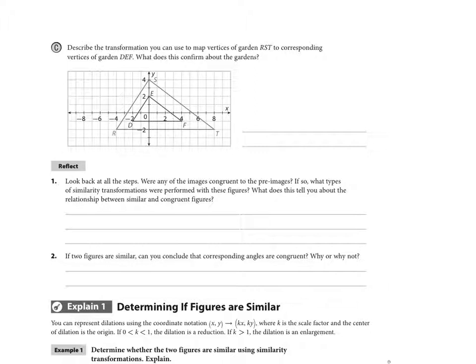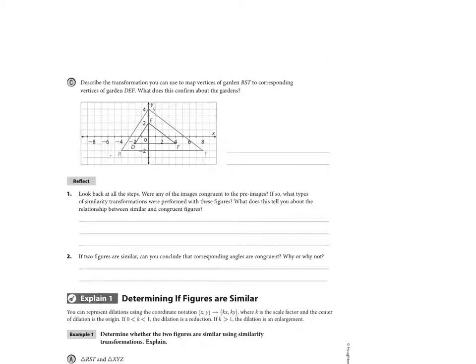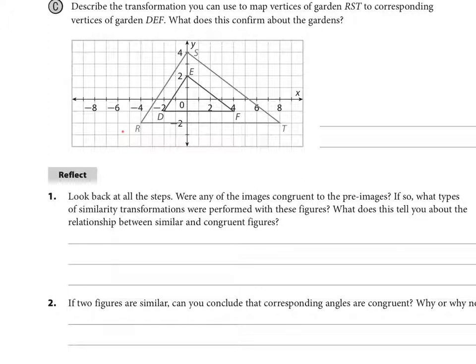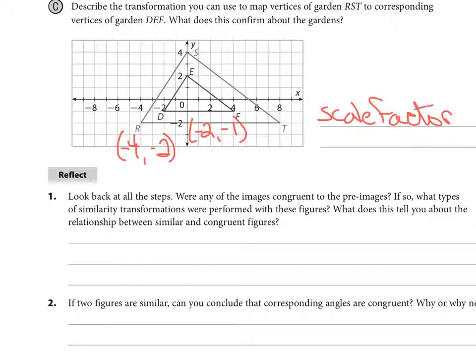And if I look at R, it was at -4, -2. And now D is at -2, -1. And so it's decreasing by a half. And so that means the scale factor equals 1/2.